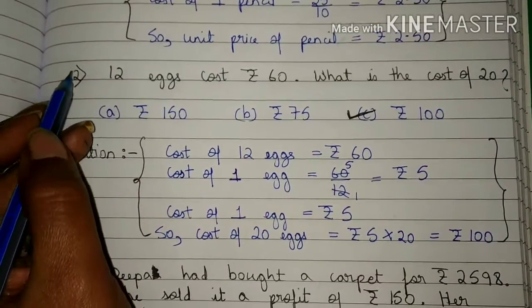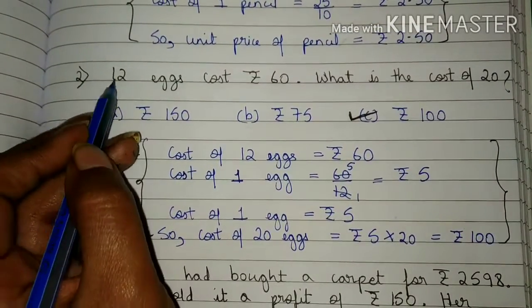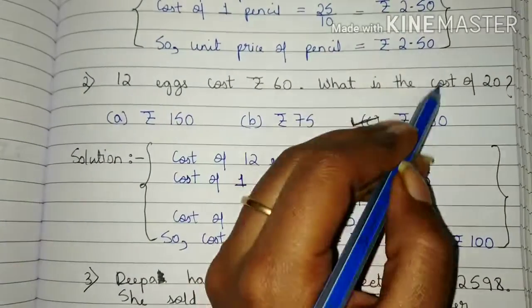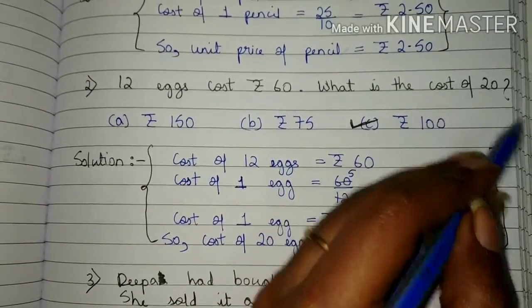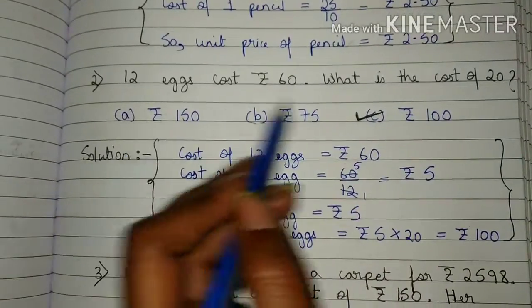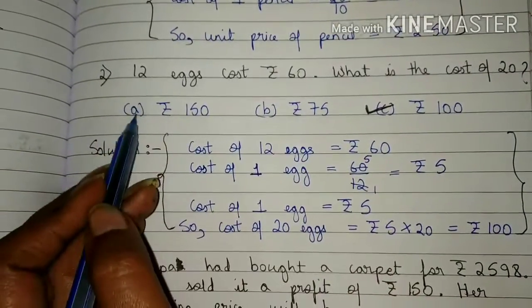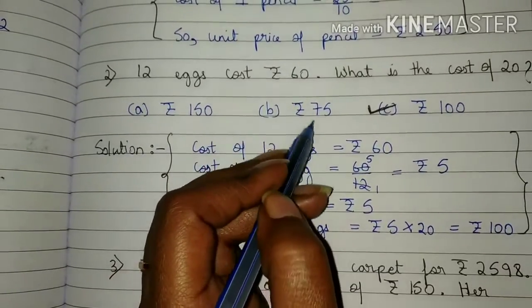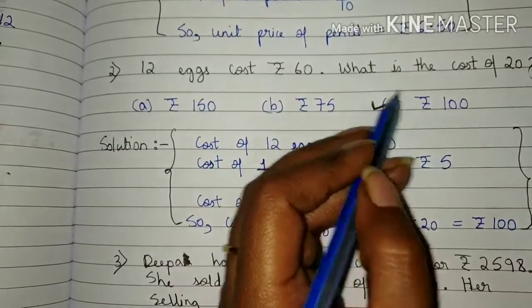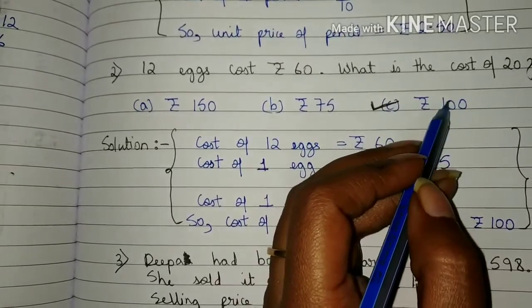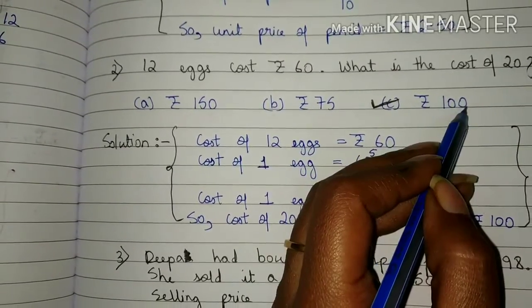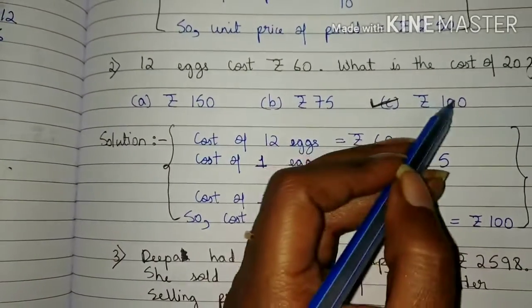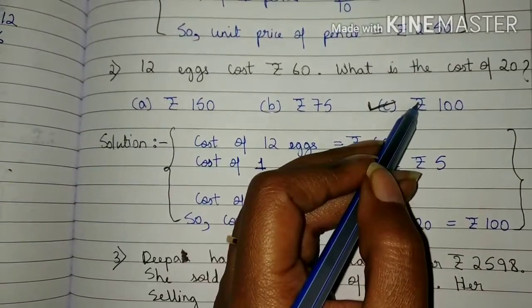Now come to second question. 12 eggs cost rupees 60. What is the cost of 20 eggs? Here three options are given to you. Option A, rupees 150. Option B, rupees 75. Option C, rupees 100. Now you have to take the correct answer.